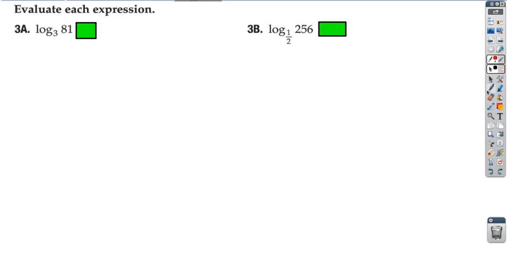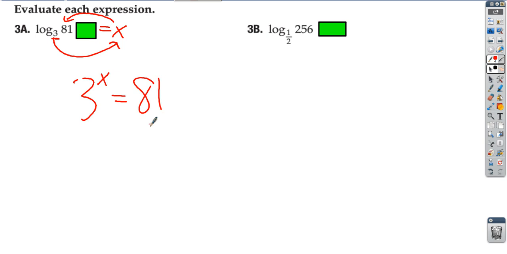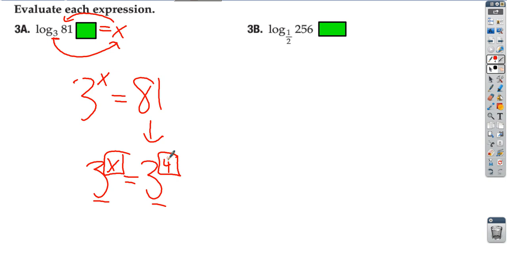Alright, let's evaluate each of these. So this is saying, again, we don't know what this equals. 3 to this unknown power equals 81. And we would like 81 to be a power of 3, and it is a power of 3. It's 3 to the 4th. So the idea is that we change them so that they have the same base. That means x has to be equal to 4. Let's check, and it is.